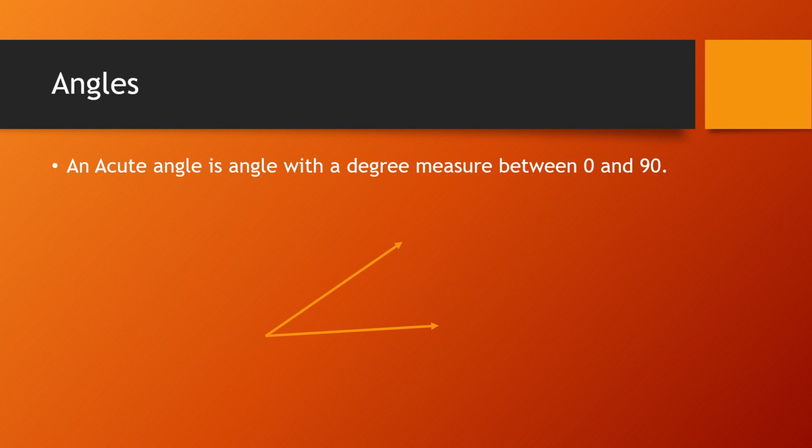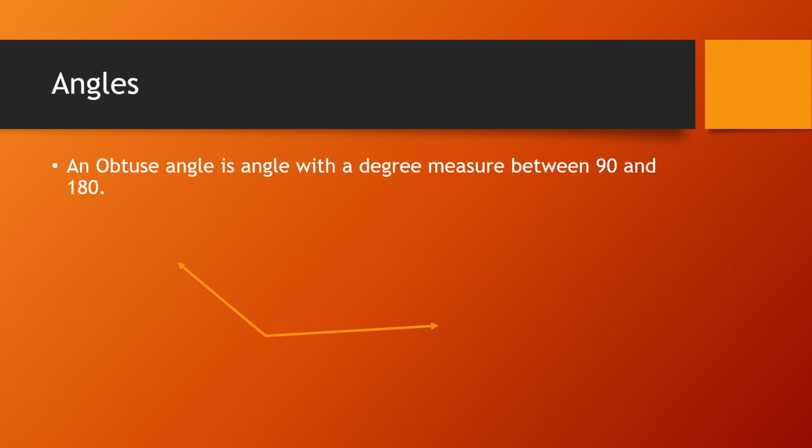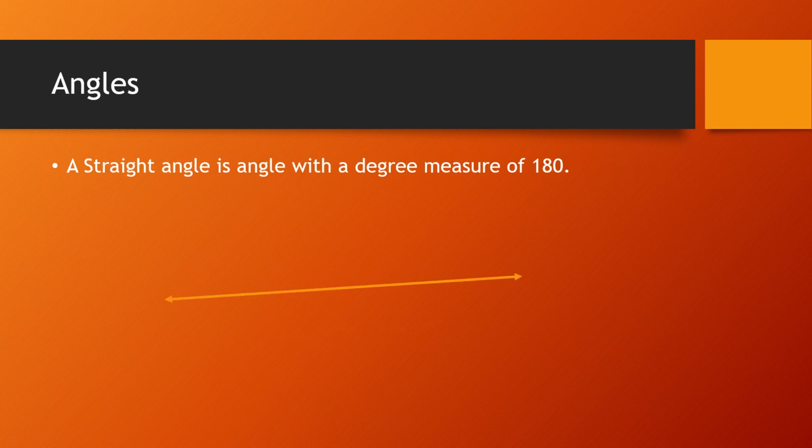So let's first remember some definitions. An acute angle is going to be between 0 and 90. Most people just say less than 90, but that's the definition of an acute angle. An obtuse angle is an angle which is greater than 90, so it's either greater or larger than 90. A straight angle is going to have a degree measure of exactly 180.